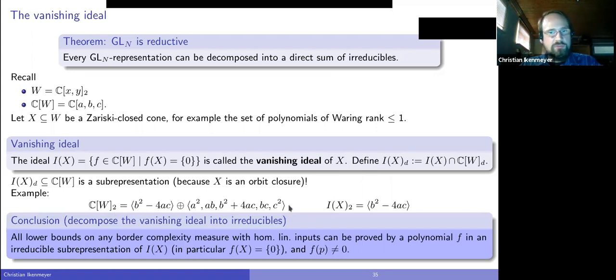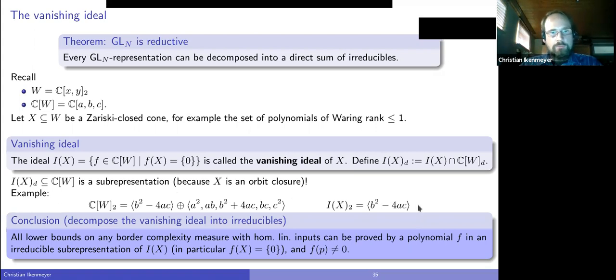again, this is the decomposition that we know, and the vanishing ideal is, not by accident, just b squared minus 4ac. This is one of the two parts here, because it must be a subrepresentation. So it's very restricted what it can actually be. In this case, it could only be like this thing here or that thing. It could be both or none of them, right? But it turns out to be b squared minus 4ac. That makes the search, of course, for these much easier.